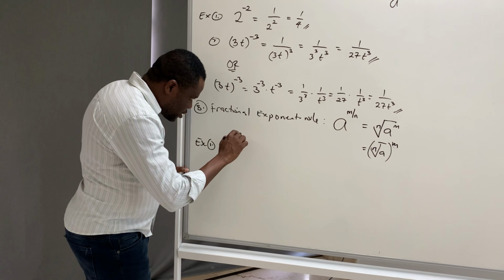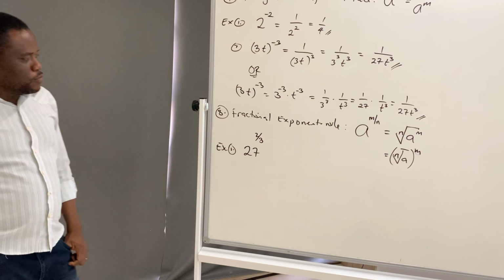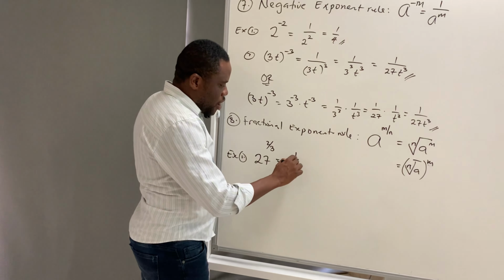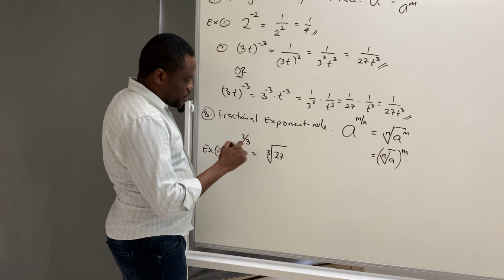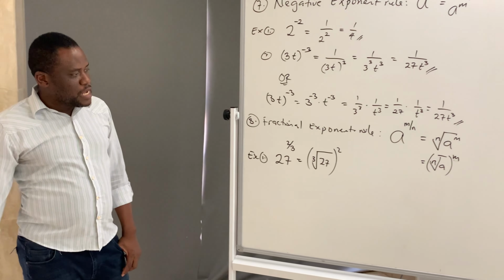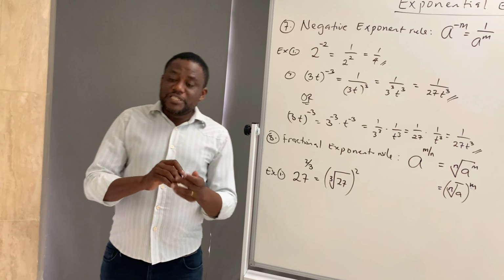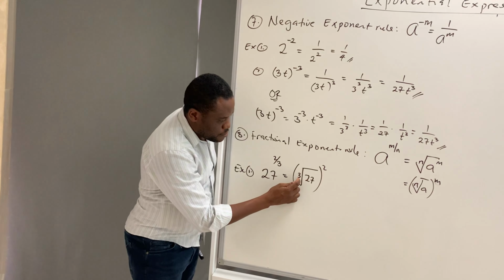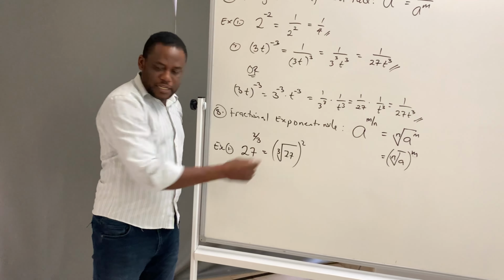27 to the power of 2 over 3. 27, build a house for it: 3, and everything squared. Right? And what does it mean? This means which number we are going to multiply 3 times that will give us 27. The number to multiply 3 times that will give us 27.